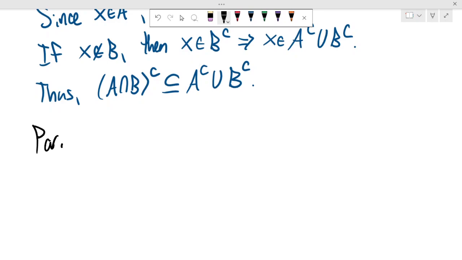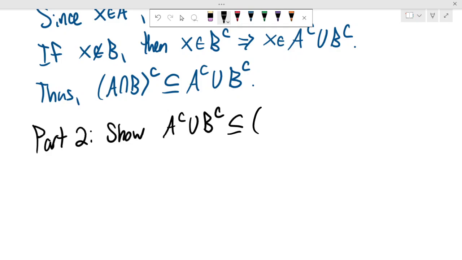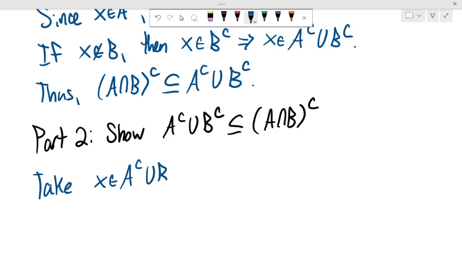So part 2, we want to show A complement union B complement is in A intersect B complement. Okay, so now we need to take some arbitrary element out of this one and show that it ends up in this one. So take X in A complement union B complement. A lot of times these will kind of follow similar paths, but not necessarily all the time.